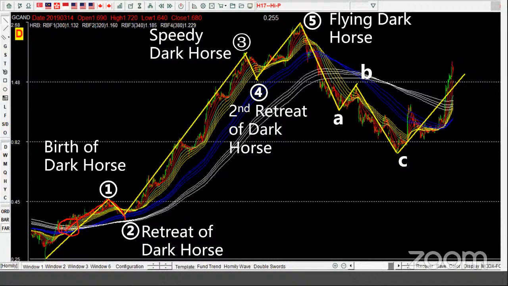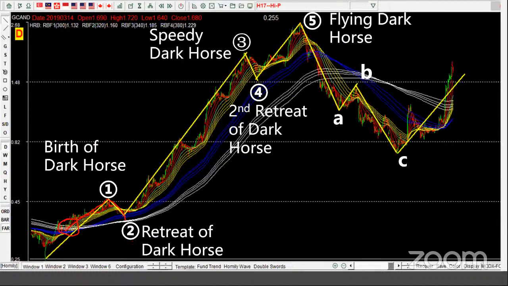So in the 5 horses chart, this is the second horse. The first horse is the birth of the dark horse. The second horse, we call it retreat of a dark horse. Sometimes it's the same as the second wave of the wave theory. It's the second wave of the wave theory.